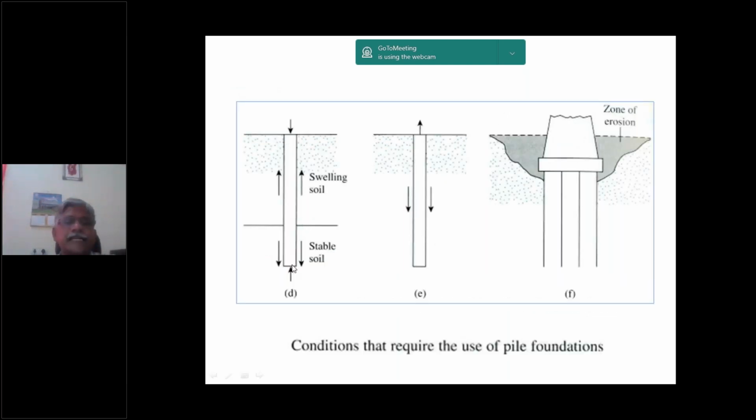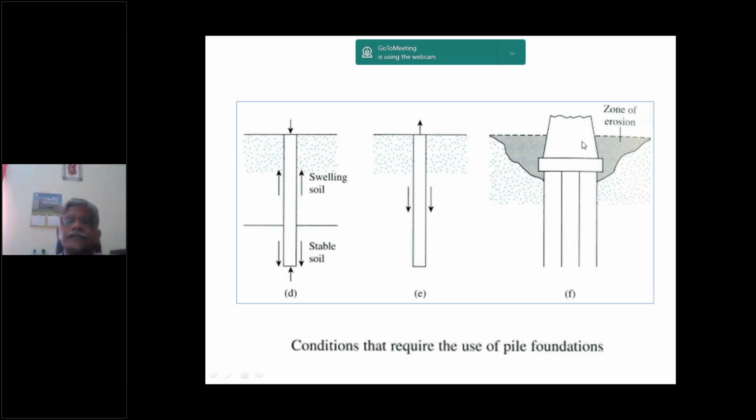And sometimes the piles are placed in a stable soil passing through the swelling soil. And then the swelling soil, the resistance, the swelling will be created here. And in case of stable soil, the friction will be acting downward here in this case. As the swelling soil makes the pile move up, the pile portion which is there in the stable soil will keep the positive or negative friction.